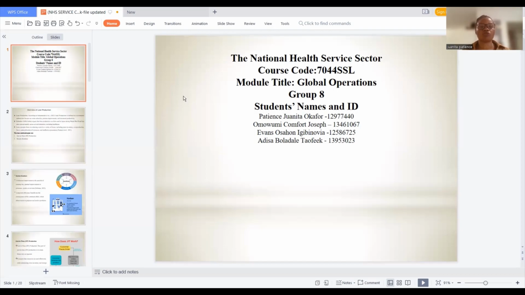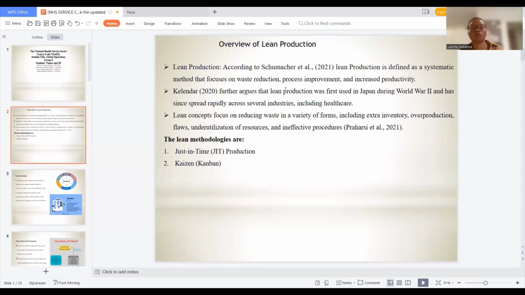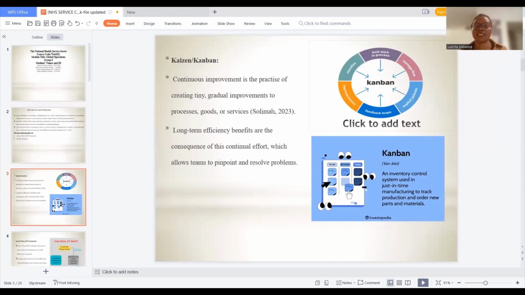I will go to my first slide by introducing the overview of lean production in the NHS. This slide will be systematically explained as the approach to reduce waste and improve the process to increase productivity. It originated in Japan during World War II and includes concepts such as just-in-time and kaizen. Kaizen is also known as Kanban, and they are similar.